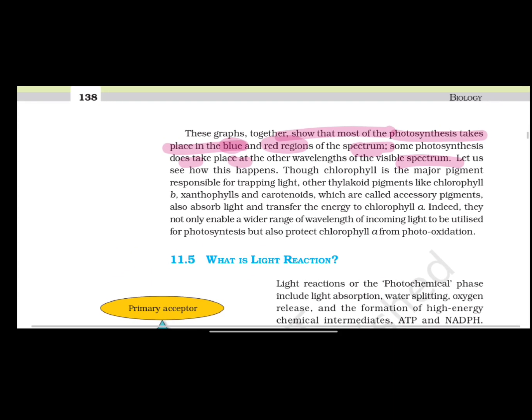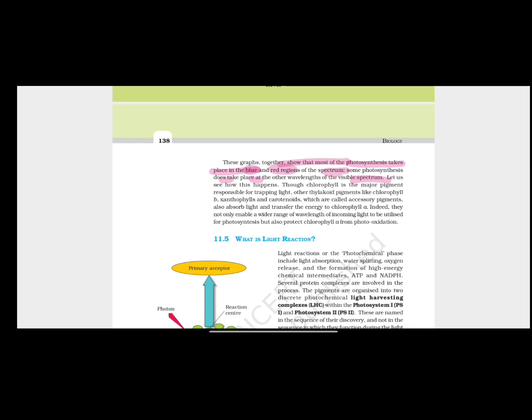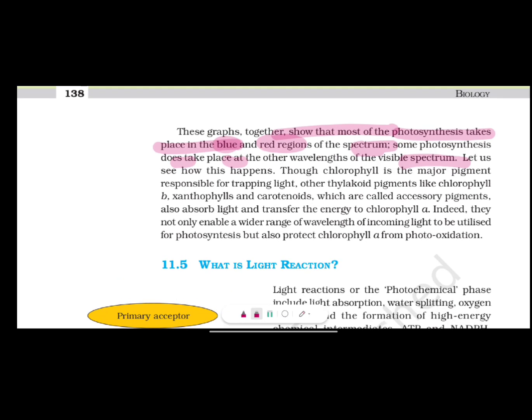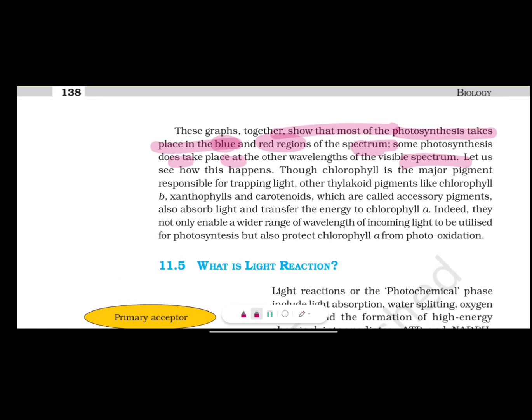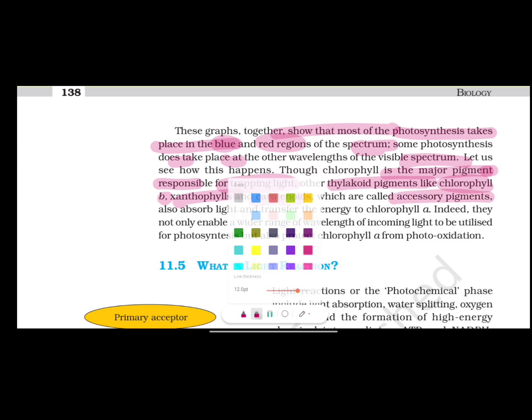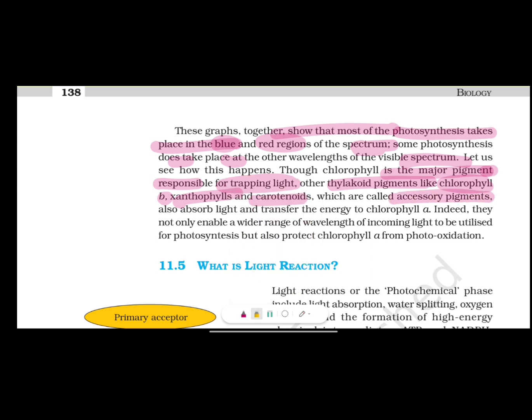Though chlorophyll is the major pigment responsible for trapping the light, other thylakoid pigments like chlorophyll B, xanthophylls, and carotenoids are called accessory pigments. Next important thing is, what are accessory pigments? Accessory pigments are nothing but the chlorophyll B, xanthophylls, carotenoids. That is nothing but the pigments except chlorophyll A.